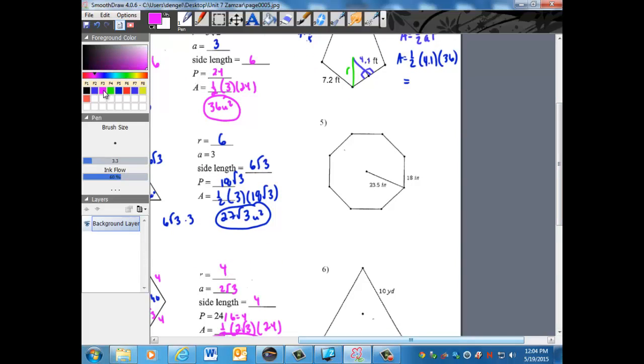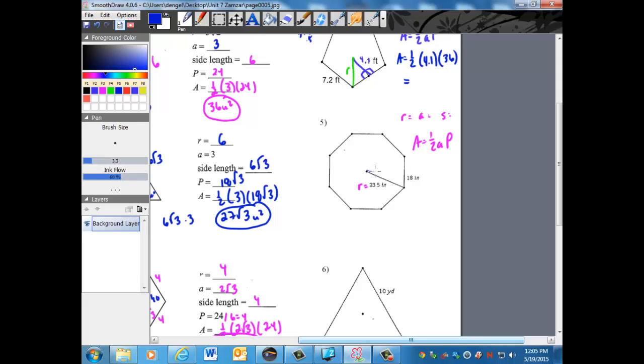All right, next problem. Again, you're not asked to find R and A and side length, okay, but we're still going to need these items in order to solve for the area, which is 1/2 lowercase a times p. All right, so just like last problem, we need to define what 23.5 is. And hopefully you said that this is your radius, okay, because it can't be an apothem because you do not see a 90-degree angle here.